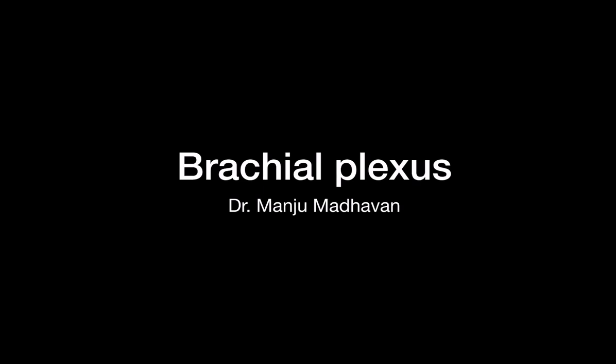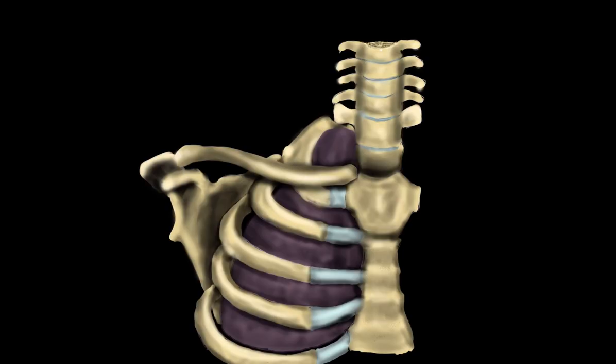The brachial plexus is the plexus of nerves which supply the upper limb. It arises in the neck and passes through the cervicoaxillary canal into the axilla. In the neck, it is formed from the ventral rami of C5 to T1 spinal nerves. So you can see the C5, C6, C7, C8 and T1 spinal nerves here. These are called the roots of the brachial plexus.